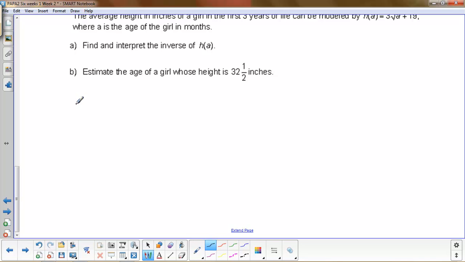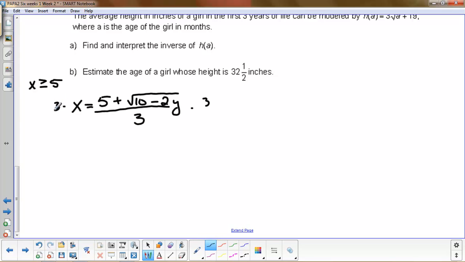So I'll begin with x equals 5 plus the square root of 10 minus 2y, divided by 3. Please recall that there will be a restriction in the domain, and that will be x must be greater than or equal to 5. Multiply both sides by 3. We get 3x equals 5 plus the square root of 10 minus 2y.